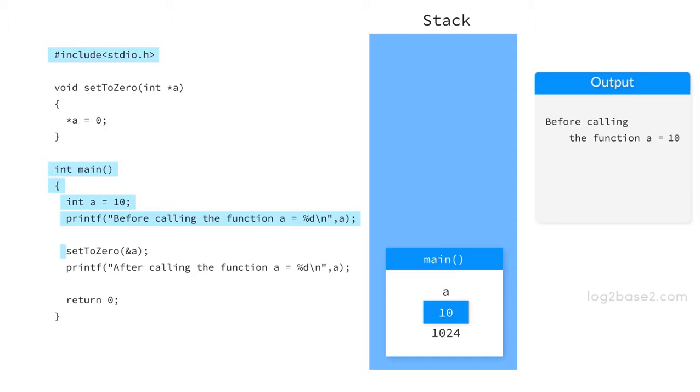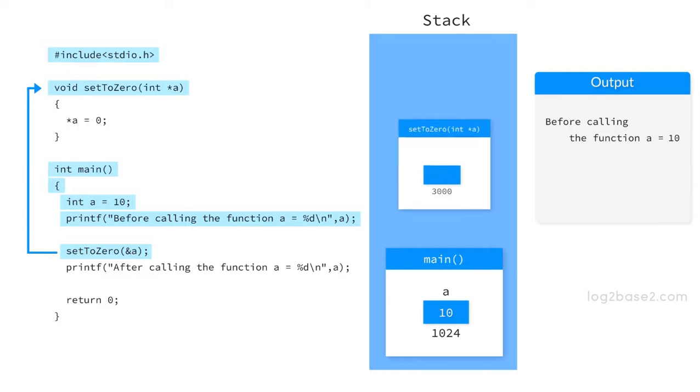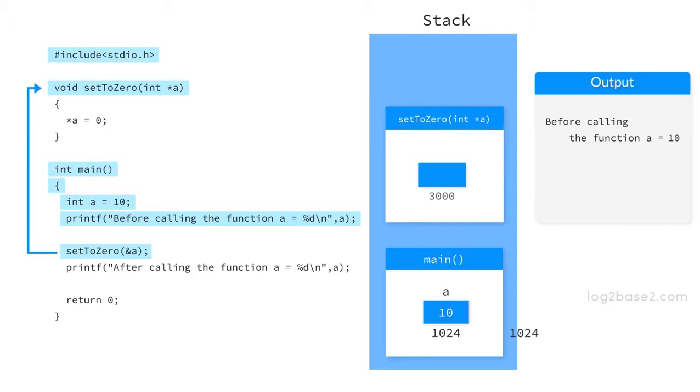And then we are calling the function by passing the address of a. So control goes to the function definition, and as the parameter we have a pointer which will store the address of a, which is 1024. Next we have star a equal to 0, that is, value at a equal to 0. So at address 1024, the value is set to 0.